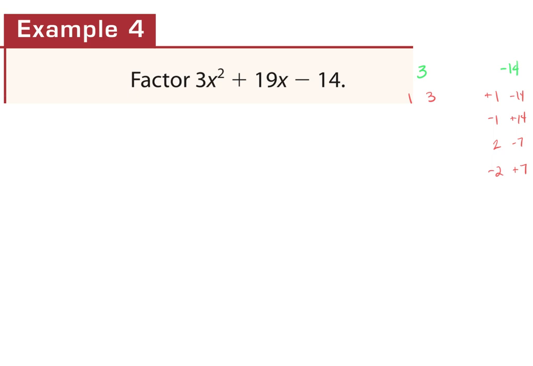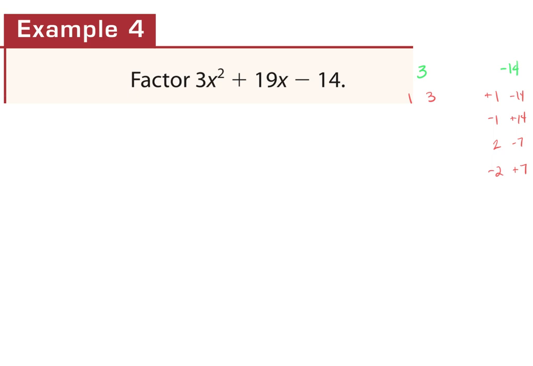When you do it this way, you have to say, well, what's going to happen when I multiply 1 and 1 and add it to 3 and negative 14? Will that give me 19? Well, no, it won't. So then I'm going to say, well, 1 and negative 1 and 3 and positive 14. Does that work? No, that does not work. And so you actually have to go down this line and you're going to say, well, what about 1 and 2 and 3 and negative 7? Does that give me positive 19? No, that does not.